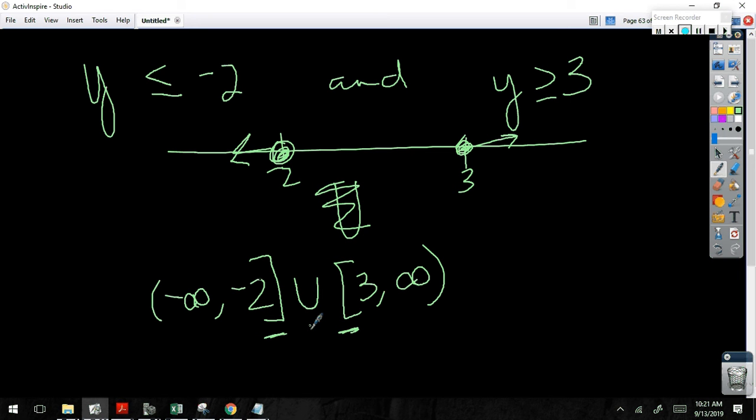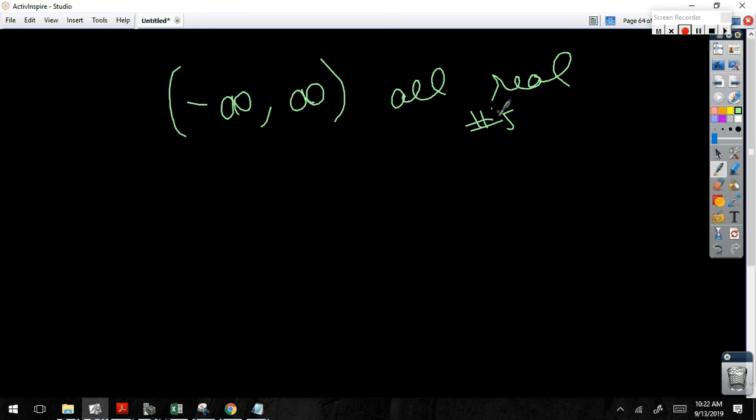Let me test your knowledge. U just joins two pieces together. On that last one we did, the range had two parts to it, and I needed to combine that, so you union them together. Yes, good question. All real numbers, if it's everything, it's actually negative infinity to infinity. So to say everything, you do negative infinity to infinity, which will come up a lot.